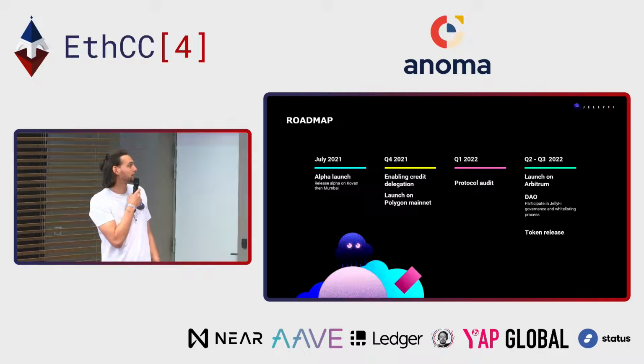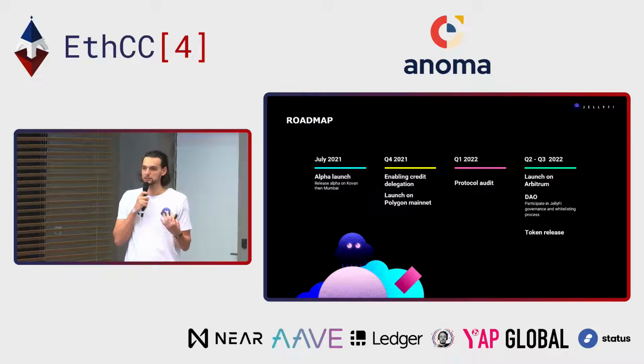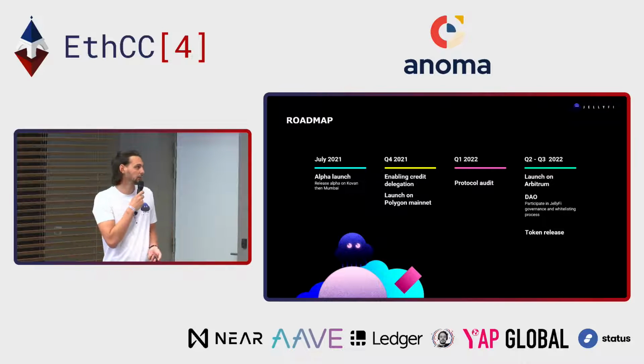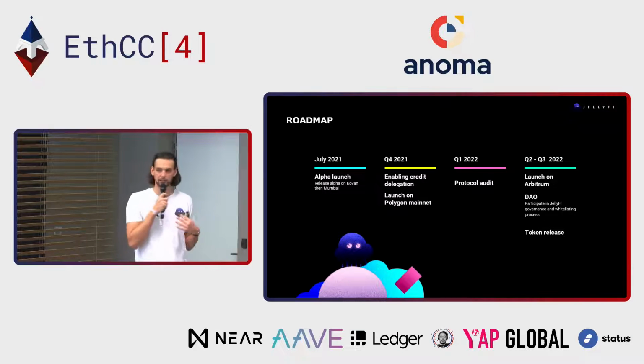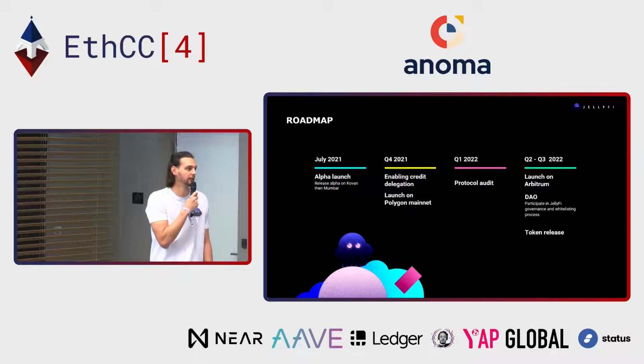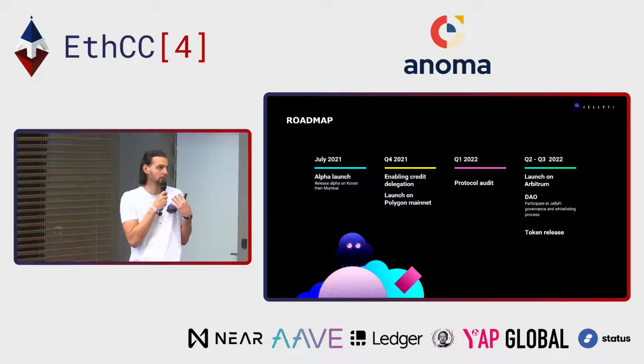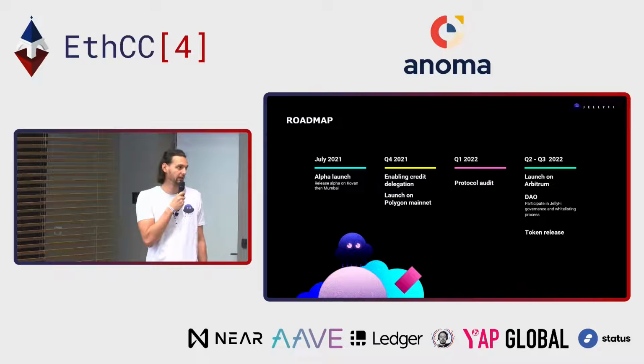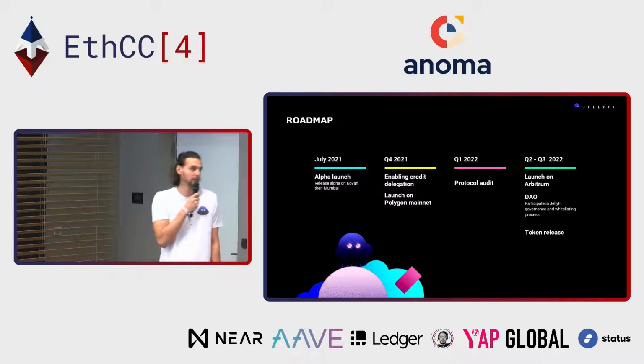Okay, and for the last part, so what you saw is the alpha, and we are releasing it on Kovan. We are later going to release it on Mumbai, which is the testnet of Polygon. And later this year we are going to enable the credit delegation feature, which we didn't implement in the app as of today because it has been quite a challenge in terms of gas optimization. And we are looking at launching on the Polygon mainnet with one selected partner. And we are looking at having all audits in Q1 2022 and start scaling the protocol from there. We are looking at other L2 solutions to deploy later next year. And we are going to create the DAO and release the token.